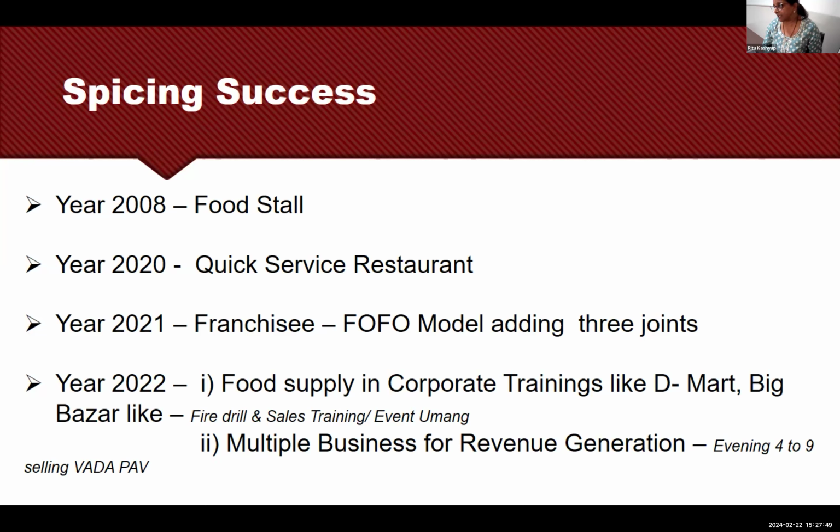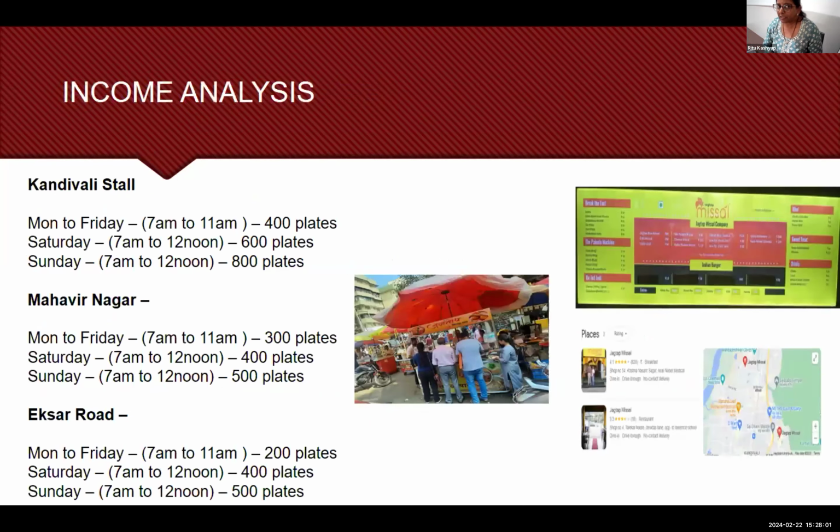He also started using the other half of the day, that is the evening, by opening up multiple businesses for revenue generation, which was from 4 to 9 in the evening selling vada pav. Income analysis, if we talk about Jagtap Misal, he is currently running 3 joints: the Kandivali stall, the Mahavir Nagar franchisee, and the Excel Road franchisee.